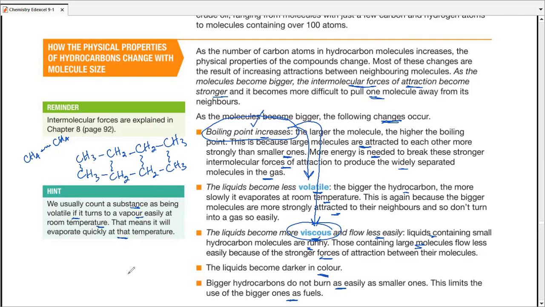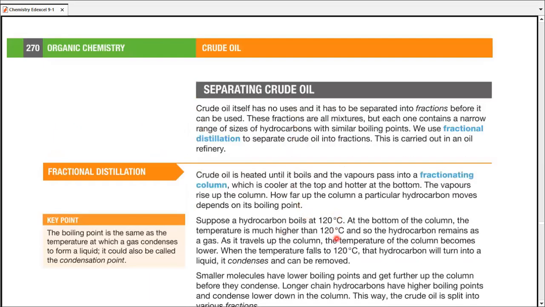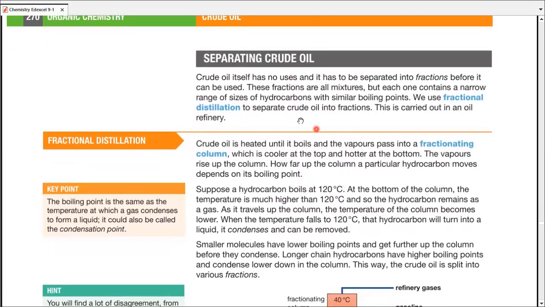This means it would evaporate quickly at room temperature. That's what volatility is all about. Moving on, separating crude oil. The crude oil itself has no uses. We can separate it into different parts. We call those parts fractions because the process that we use for separation is fractional distillation.